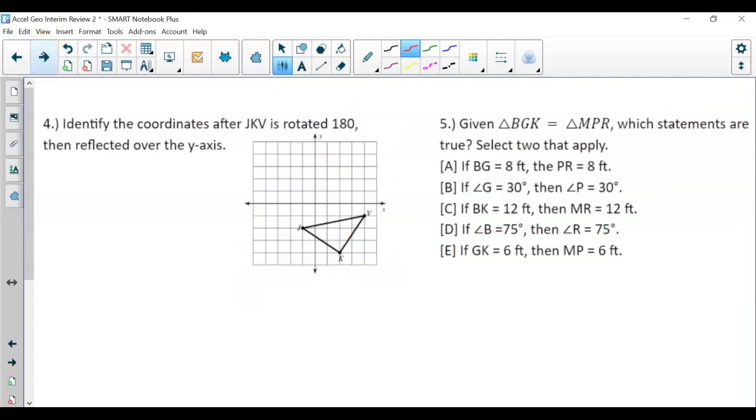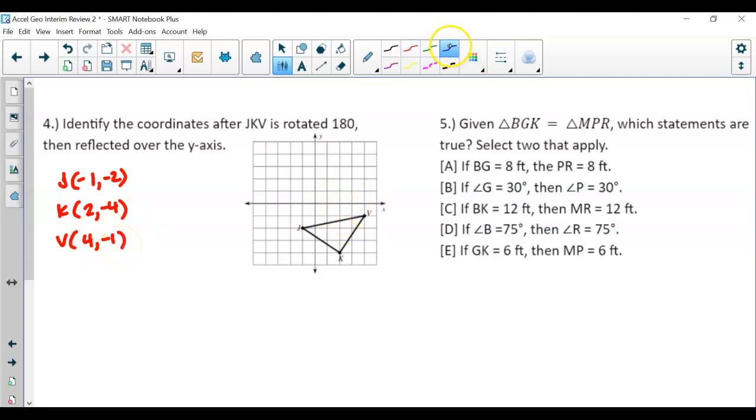So now here we're identifying, after this figure, the triangle has been going through a sequence, the new coordinates. So here, J, K, and V. J right now is at -1, -2. K is at 2, -4. And V is at 1, 2, 3, 4, so 4, -1.